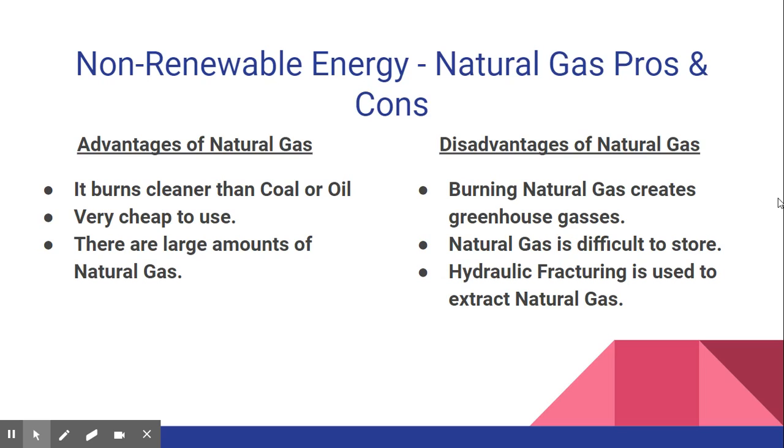But burning natural gas, again, creates greenhouse gases, not as much as coal and oil, not as much air pollution, but there is still some there. And it's difficult to store. Being a gas, it takes up much more space to store compared to the solids and liquids like coal and oil. And then a lot of the ways that we're reaching all of our natural gas reserves are hydraulic fracturing. And hydraulic fracturing contains lots and lots of materials and chemicals that can be harmful to the environment. And as those things get pumped down into wells, it can have negative effects if they're not properly disposed of and taken care of.